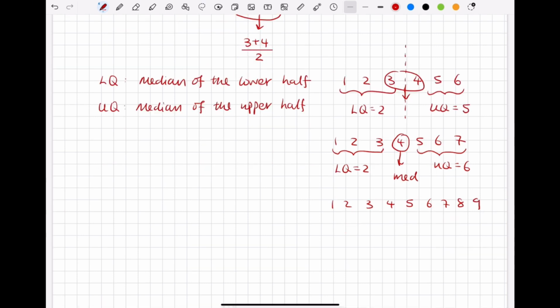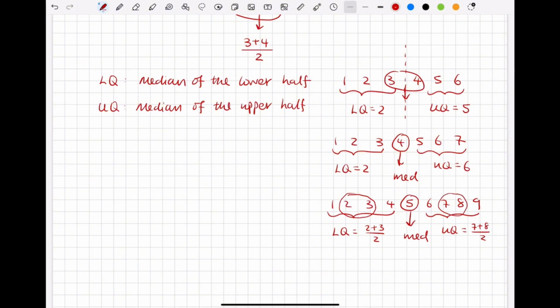If I have 9 numbers, the median is the middle number, which is 5. To work out the lower quartile, I will look at number 1 to 4 and find the average of the middle 2 numbers, which is 2 and 3. Similarly, for the upper quartile, I will need to do the average of 7 and 8.